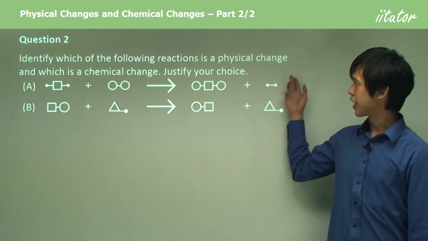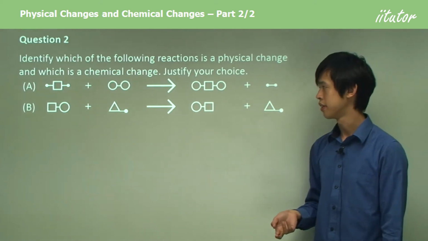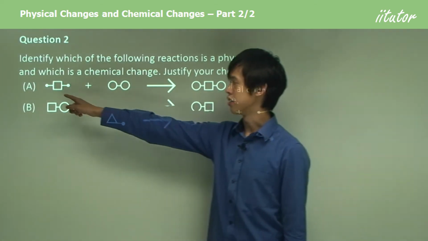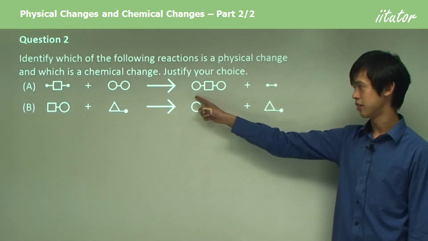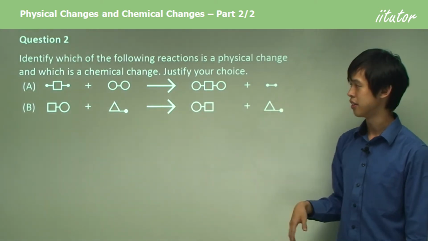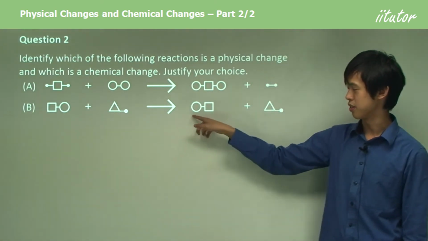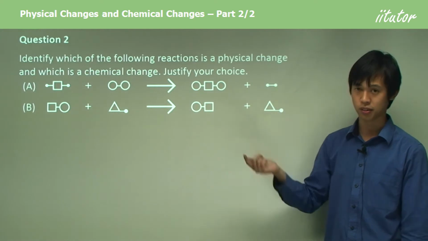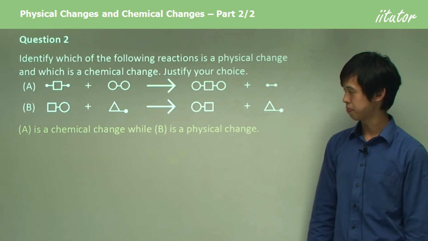Identify which of the following reactions is a physical change and which is a chemical change. Justify your choice. Okay, so you've got dot, square, dot, plus 2 circles gives you circle, square, circle, and 2 dots. And then you've got square, circle, plus triangle, dot, goes to circle, square, and triangle, dot. So A is a chemical change, while B is a physical change.